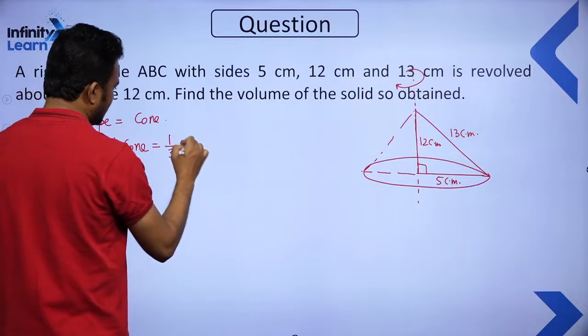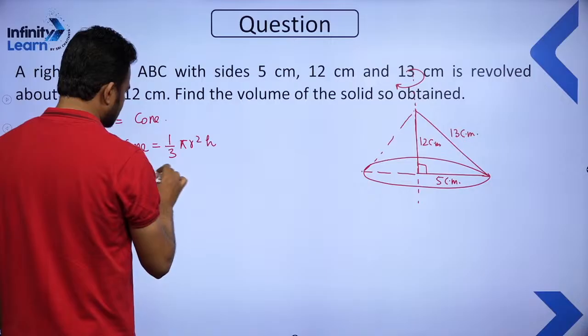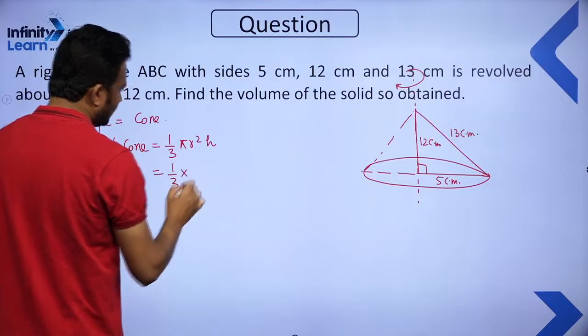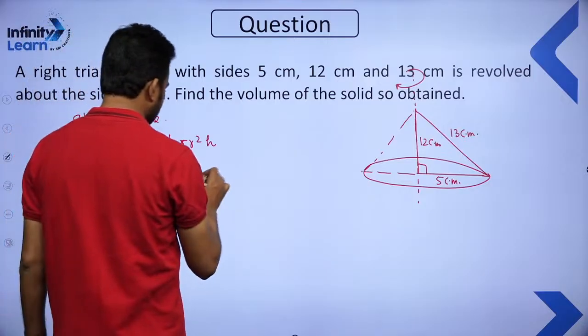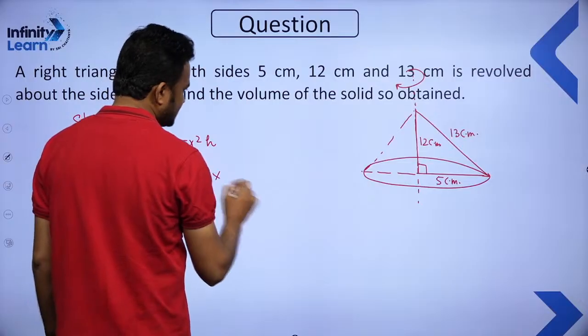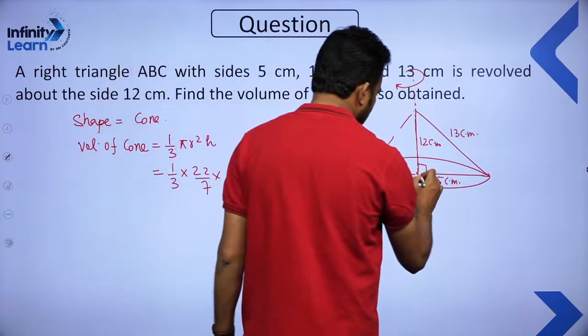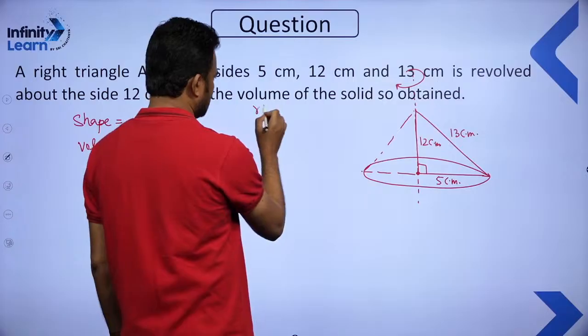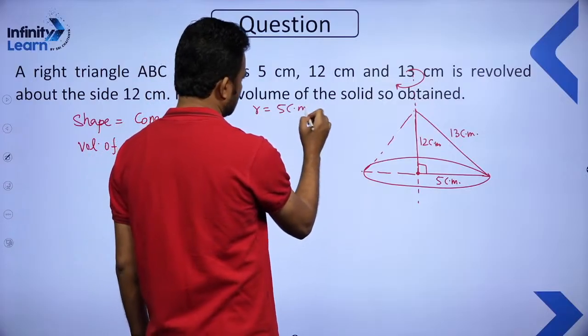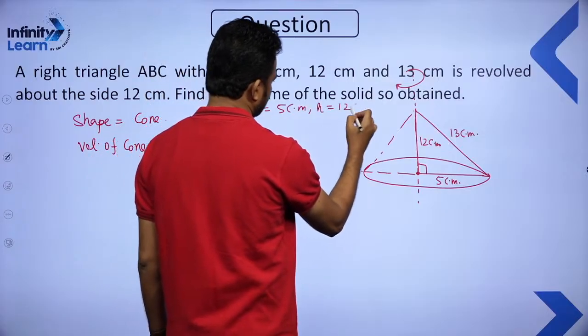1/3 pi r square h. Right. So 1/3. What is pi? 22/7. And radius is, this will be the radius, right? So what is the radius of this cone? Radius is 5 centimeter. Height is 12 centimeter.